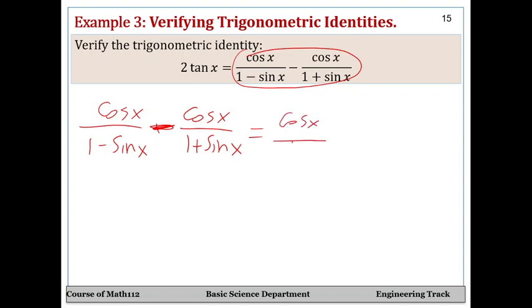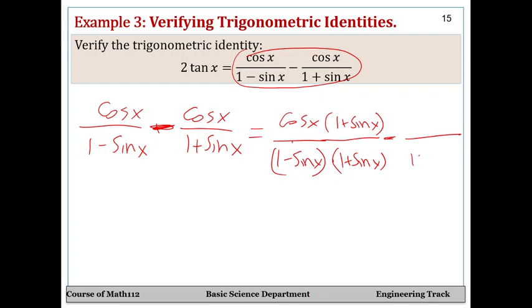So let's do 1 minus sine x. Multiply both with what? 1 plus sine x, and here 1 plus sine x, minus 1 plus sine x times 1 minus sine x. You multiply with 1 minus sine x on both sides.